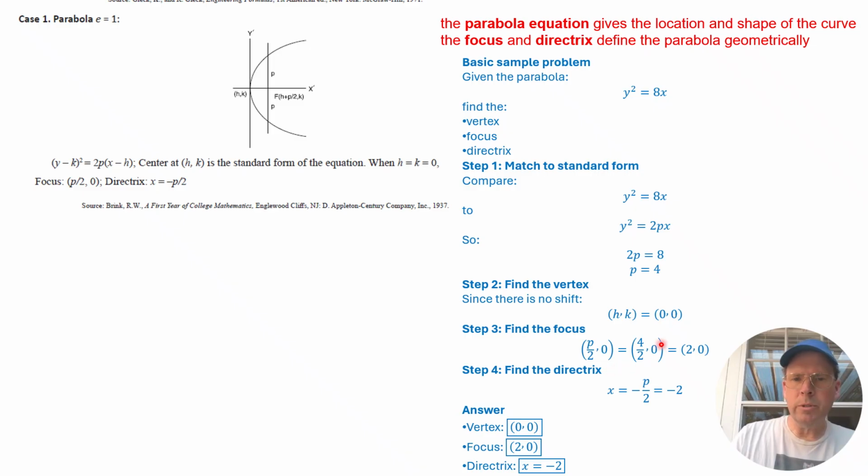So use p over 2 comma 0. So 4 over 2, since we calculated that p, so it's 2 comma 0. And find the directrix. It's x equals minus p over 2. So just calculate that out. Put 4 in for p, so you get minus 2. So that's your answers there. That's basically how to do this one here.